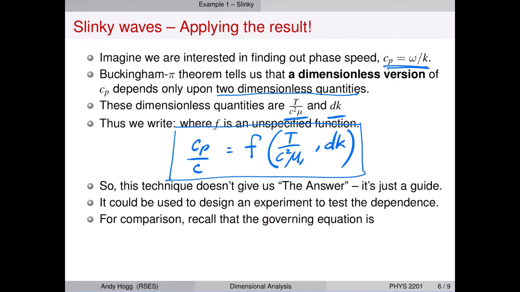Note that this technique doesn't usually give us the exact answer, but it does tell us what the answer depends on. This might be useful for, say, designing an experiment to empirically test how the system depends upon different quantities. In this case, we happen to know the solution, which is Cp equals the square root of T on mu plus c squared d squared k squared on 12. If you divide through by c, you can see that the solution is in fact consistent with the prediction from Buckingham PI.